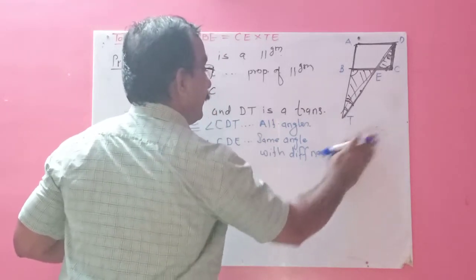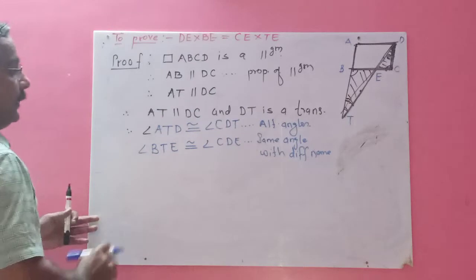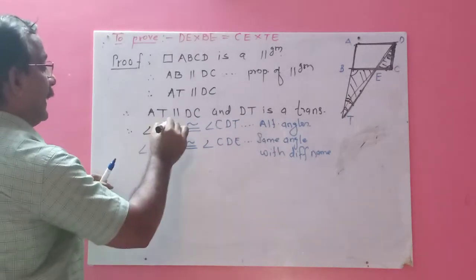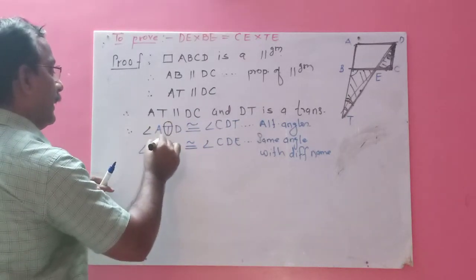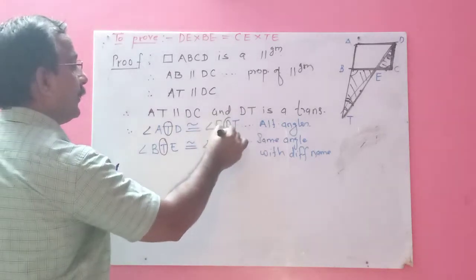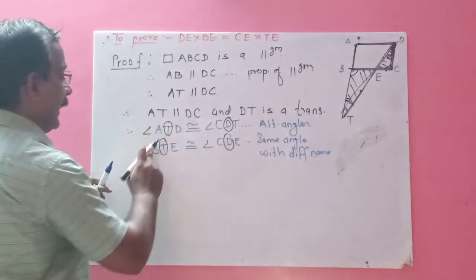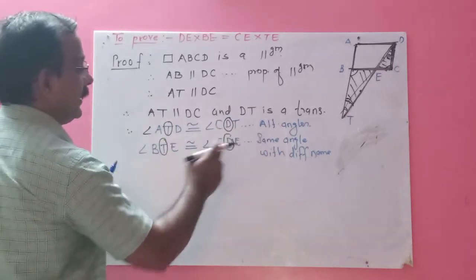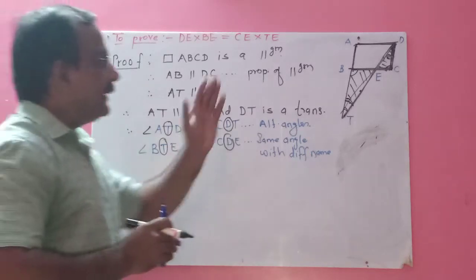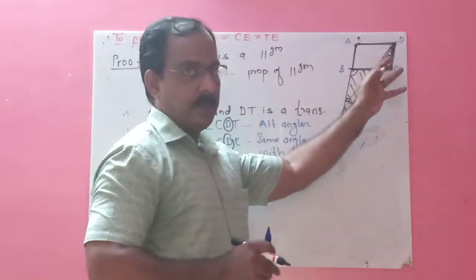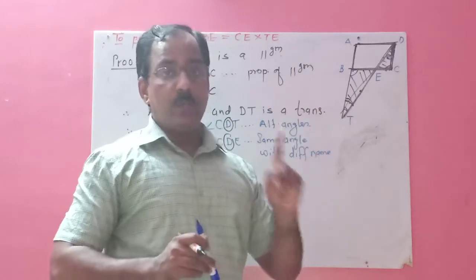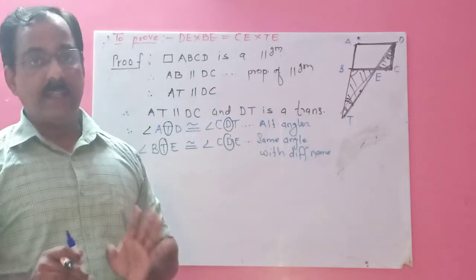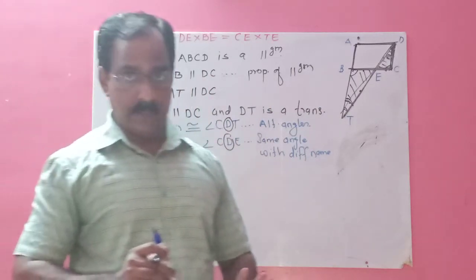Same angle with different name. Same angle, you can see here, same angle T. Okay? Same angle with different name. A and here is B, here T and here is E. Okay, and now you should take these two triangles, but keeping in mind one-to-one correspondence. That is very, very important part.